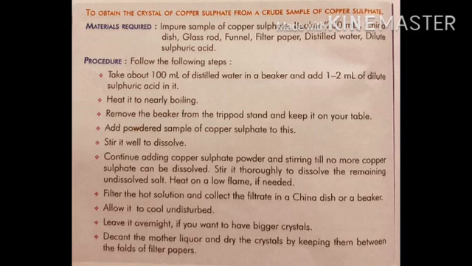Continue adding copper sulfate powder and stirring till no more copper sulfate can be dissolved. Stir it thoroughly to dissolve the remaining undissolved salt. Heat on a low flame if needed. Filter the hot solution and collect the filtrate in a china dish or a beaker. Allow it to cool undisturbed.